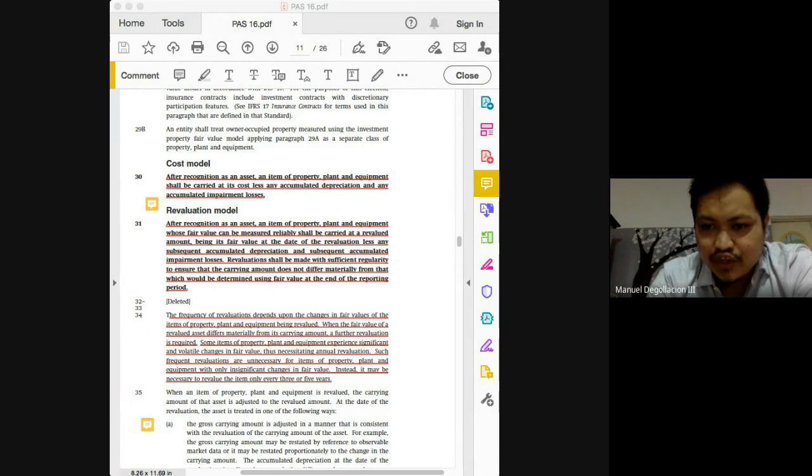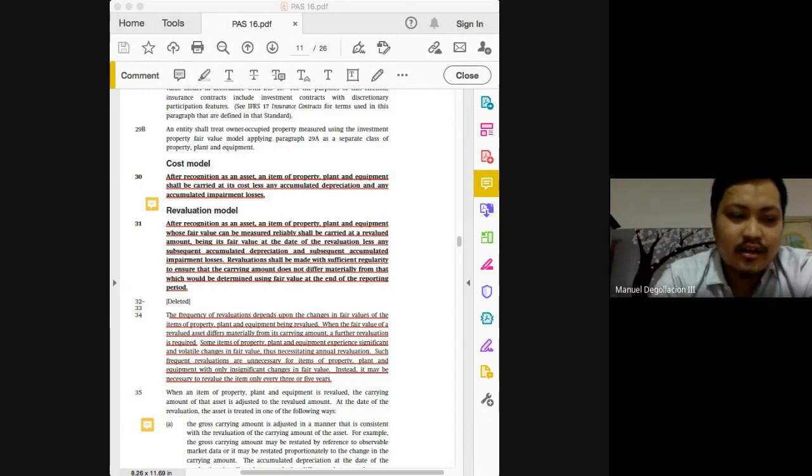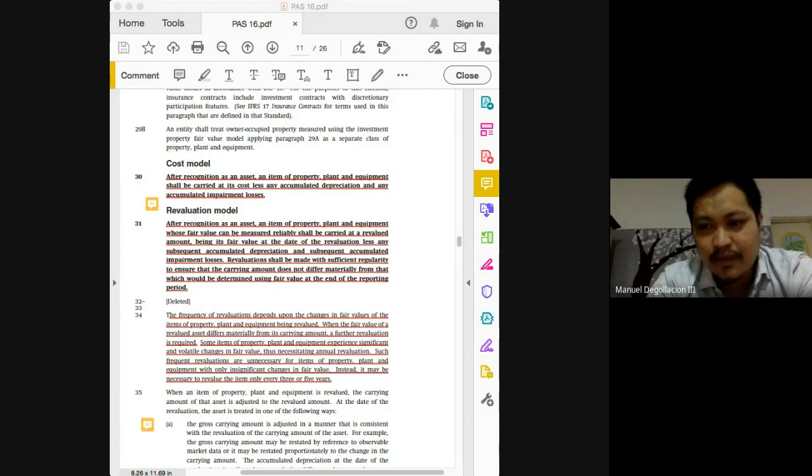In our future discussions, class, you will encounter another valuation model, which is the fair value model, which we already mentioned earlier when we talked briefly about PAS 40. Please remember that the fair value model does not apply to property, plant, and equipment. The fair value model generally applies to investments. That is why this is available for your investment property. Just to give you an idea, the fair value model is basically a more frequent kind of revaluation model.